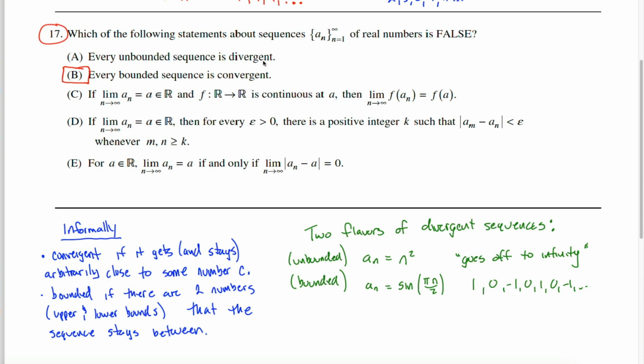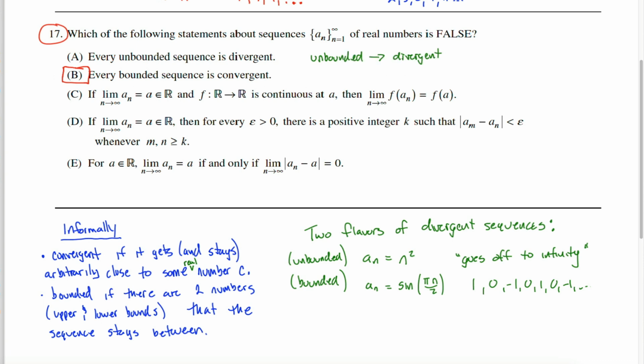Yeah, absolutely that's true. Because if it's unbounded, then there's not either an upper bound or a lower bound. Say there's not an upper bound. What that means is the terms in the sequence get arbitrarily large, so they can't possibly converge to some real number. I guess that's worth putting in here. So unbounded certainly implies divergent.